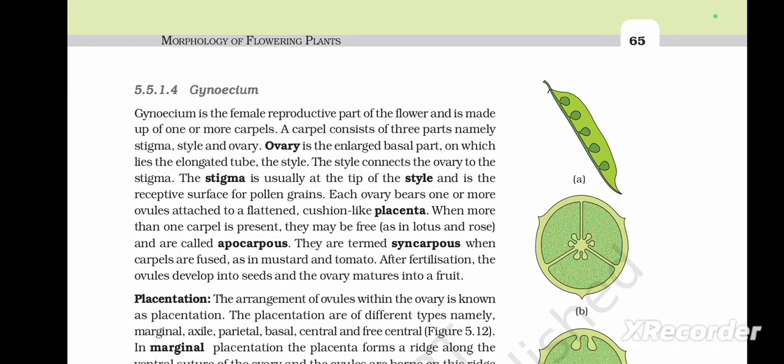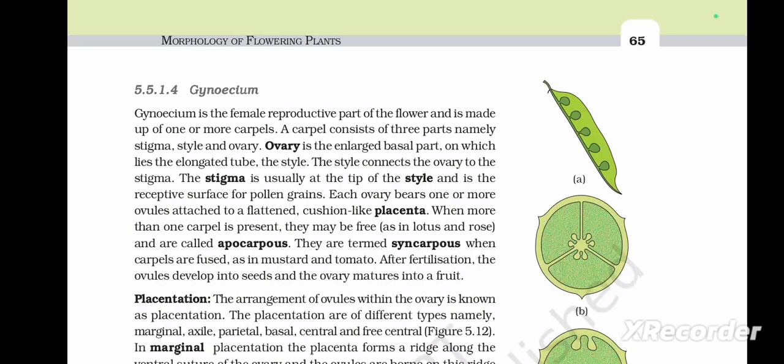Next one is gynoecium. Gynoecium is the female reproductive part of the flower and is made up of one or more carpels. A carpel consists of three parts, namely stigma, style, and ovary. Ovary is the enlarged basal part on which lies the elongated tube, the style. The style connects the ovary to the stigma. The stigma is usually at the tip of the style and is the receptive surface for pollen grains.